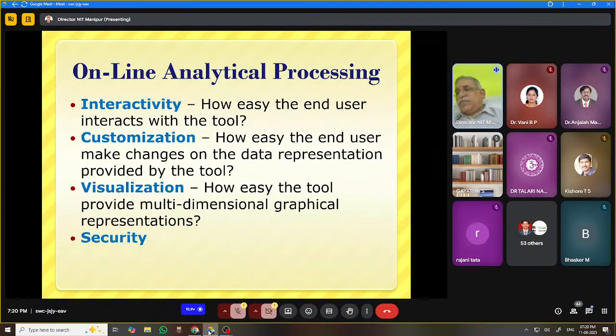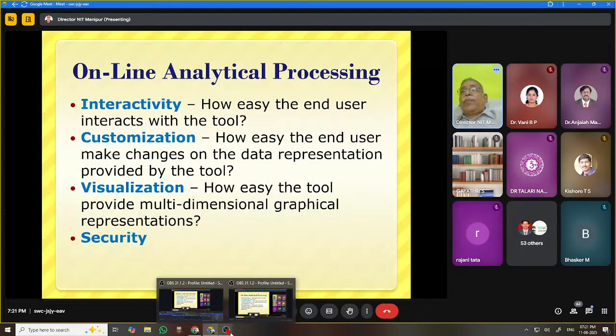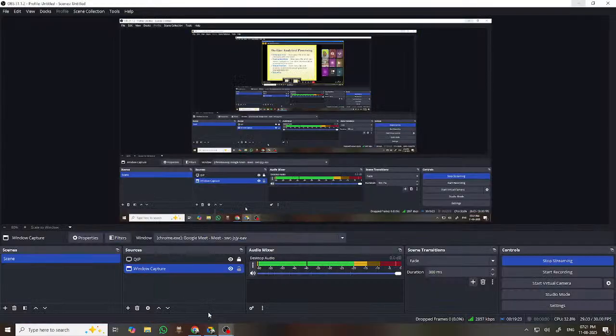So what is interactivity? Interactivity means the ease of access with the tool: how easy it is for the user to access the data to get the analysis. That is called interactivity. But in normal databases, interactivity is very low, in the sense that we never interact with the database. We submit a request, the database engine runs the query, and then provides the results back to you. There is no interaction between these two.